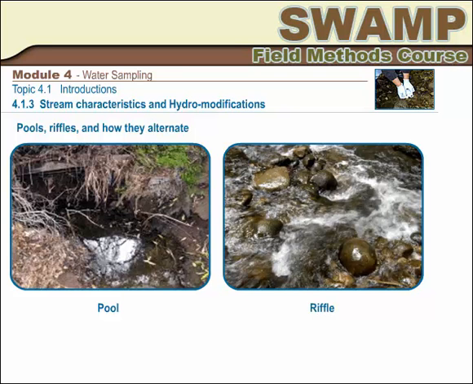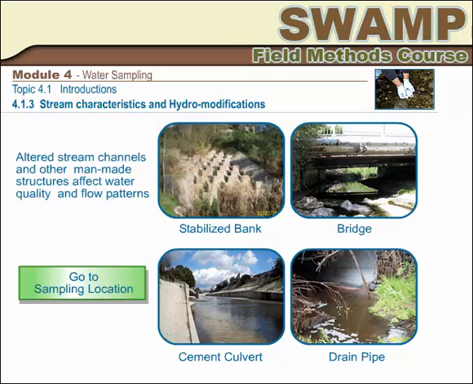A riffle is a place of shallow rapids. The water flows swiftly over completely or partially submerged objects to produce surface agitation, but standing waves are absent. Many of the streams you encounter, particularly in urban areas, have been altered. These alterations, sometimes called hydromodifications, may significantly affect flow patterns and may have measurable impacts on water quality. The choice of sampling location has to consider these alterations, and they must be mentioned in detail when describing your station. You can click the button to see more information about sampling location in Common Element C.